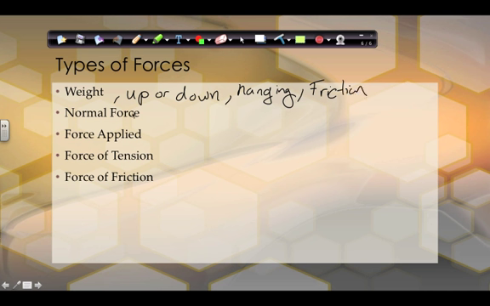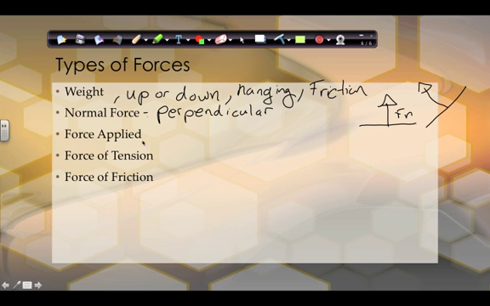Okay, the normal force is the force that pushes back on an object when it's sitting on it. The normal force is going to be perpendicular to the surface. So if you have a surface like this, the normal force would be pointed up like this. But if you have a surface like this, your normal force would be like that. So remember, it's always perpendicular.